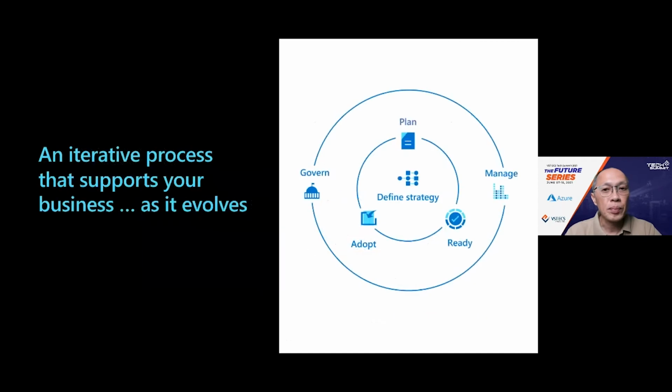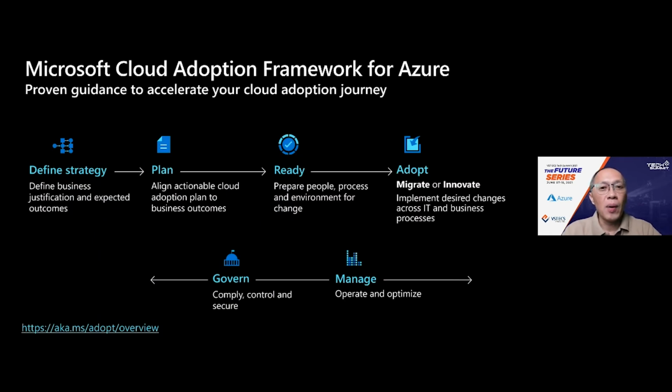It's an iterative process. So as your business grows, it can be a cycle. Like I said earlier, you can start anywhere in the framework. You can also loop through the framework as you grow. So how does the framework look? It spans 6 key focus areas.